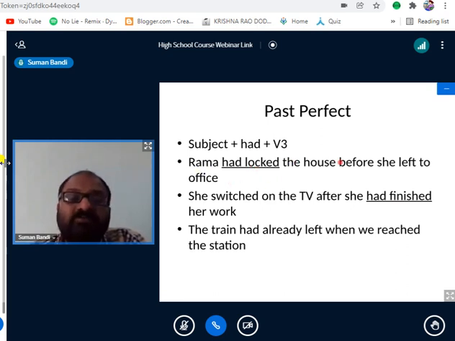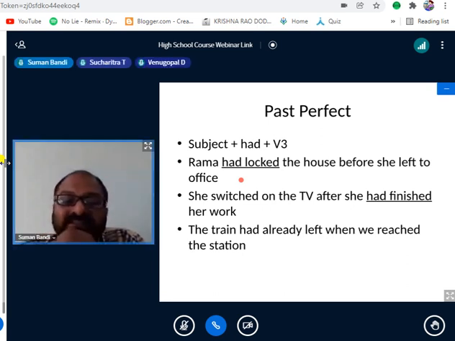Rama had locked the house before she left to office. If the same sentence I have to express using after, can somebody tell me? Can somebody tell the same sentence using after? Reframe for me. Yes, correct. That's right. Rama left to office after she had locked the house. Many people get confused here.